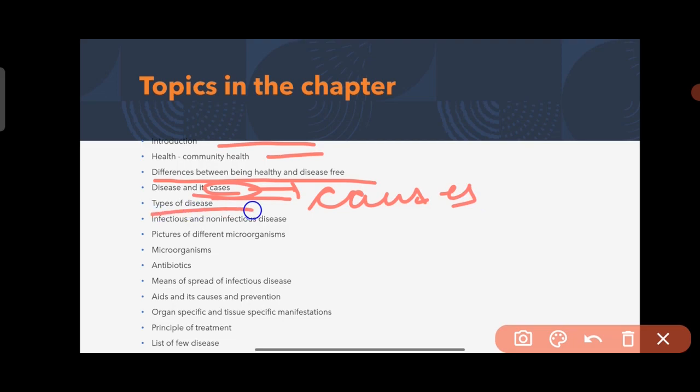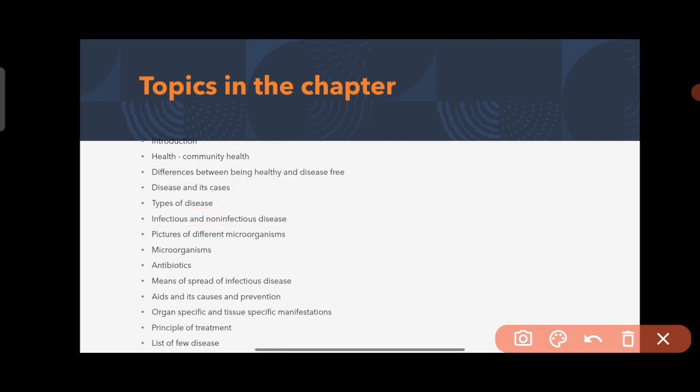Next we'll be studying types of disease. In the types of disease there are a variety of types. We'll be studying it briefly. One of the types given is infectious and non-infectious disease. We'll be studying that further. Next, pictures of different microorganisms. So let me first discuss the microorganisms.